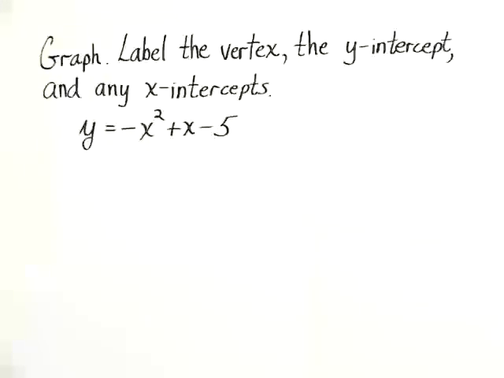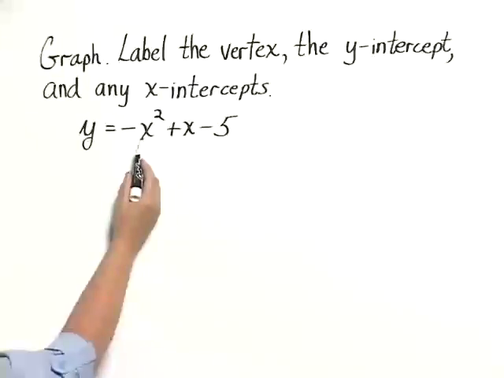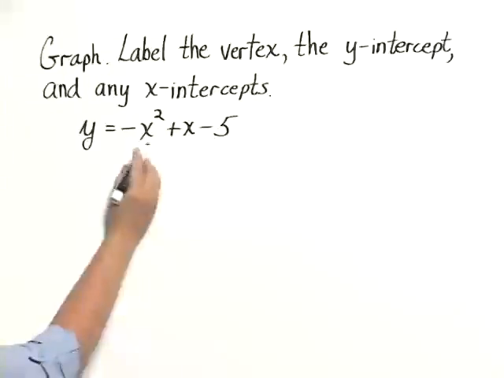Graph. Label the vertex, the y-intercept, and any x-intercepts. We're graphing y equals the opposite of x squared plus x minus 5. Let's start by finding the vertex. We can use a formula to find the vertex of this.